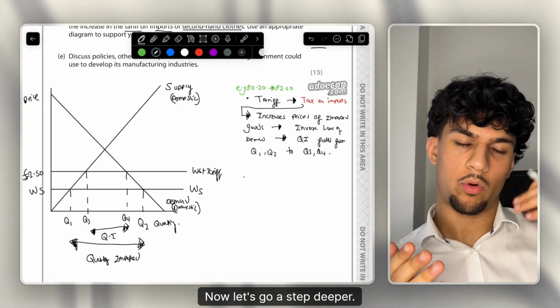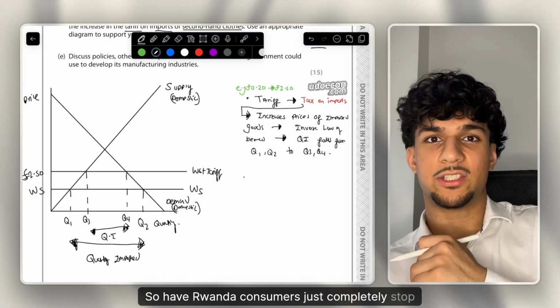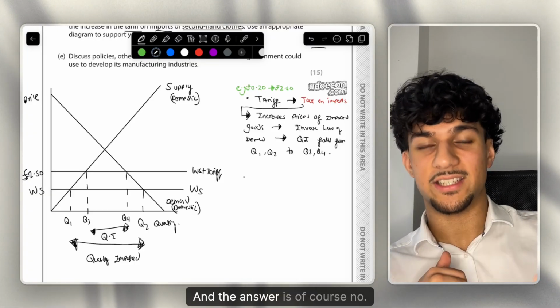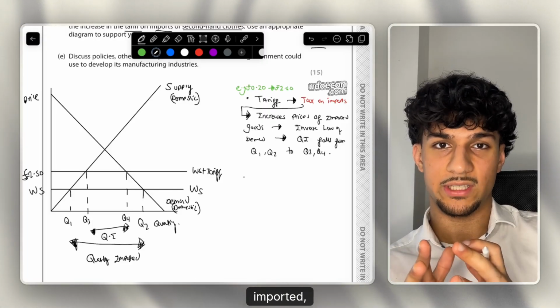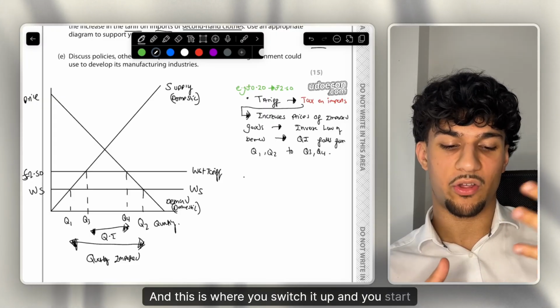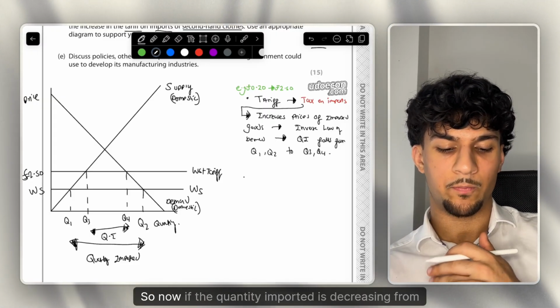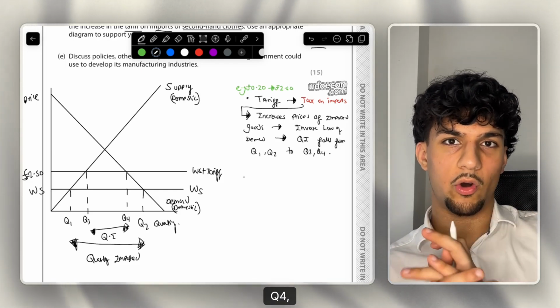Now let's go a step deeper. What is actually happening behind the scenes? Have Rwandan consumers just completely stopped wearing clothes? Have they stopped their need for clothing? Probably not, and the answer is of course no. Since they're no longer getting the same amount imported, where are they getting their clothing now? This is where you switch it up and start thinking about the domestic suppliers and the domestic consumers.